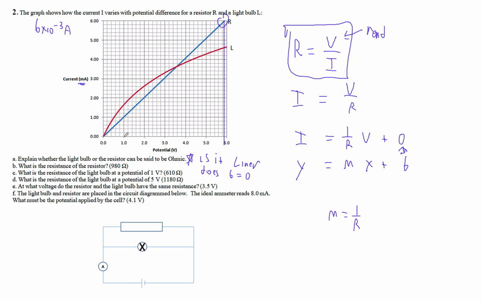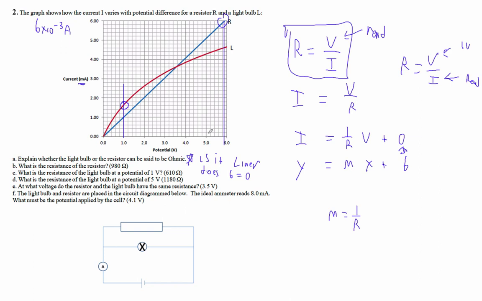Well, go up here at 1 volt, do the same thing. Same calculation. Okay, look at that. That is good. And then here's our light bulb. So read off what that current is and do the same thing. So that's going to be R is V over I. V is going to be 1 volt. I, you're going to read from the graph. Make sure you're reading it for the light bulb, the curvy one.